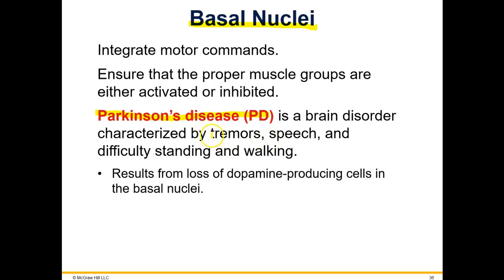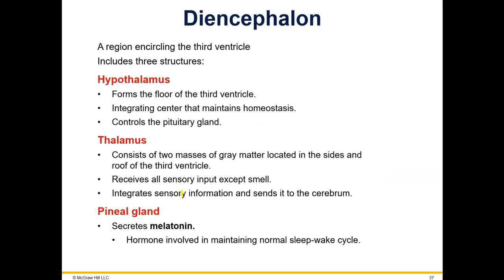But anyway, Parkinson's disease is characterized by tremors, problems with speech over time. It becomes harder and harder to understand. Difficulty standing and walking, just a lot of shaking. And it comes from the loss of dopamine-producing cells in the basal nuclei. So that is how the basal nuclei are related to Parkinson's disease. The loss of dopamine-producing cells.